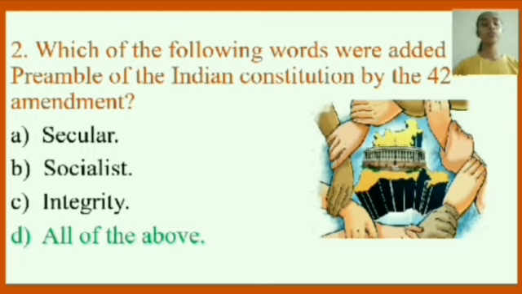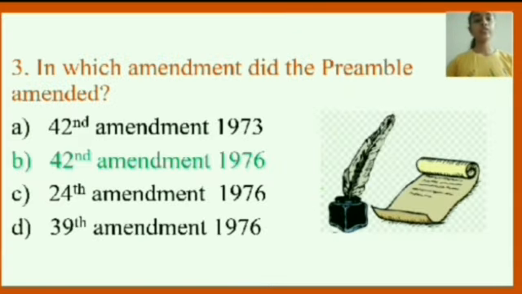Which of the following words were added to the preamble of the Indian Constitution by the 42nd Amendment? Option A secular, option B socialist, option C integrity, option D all of the above, and the correct option is option D all of the above. In which amendment was the preamble amended? Option A 42nd Amendment 1973, option B 42nd Amendment 1976, option C 24th Amendment 1976, option D 39th Amendment 1976, and the correct option is option B 42nd Amendment 1976.